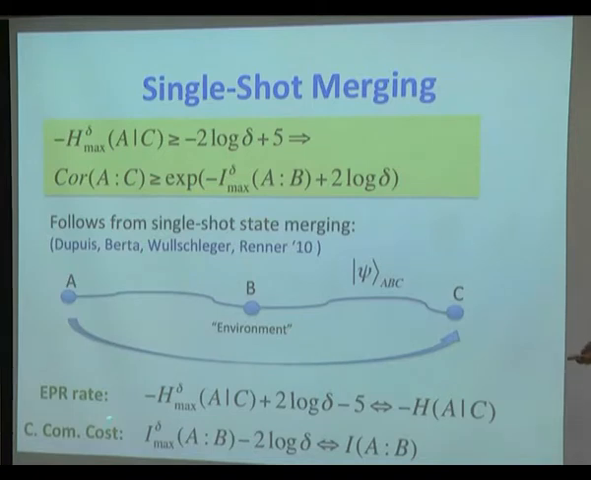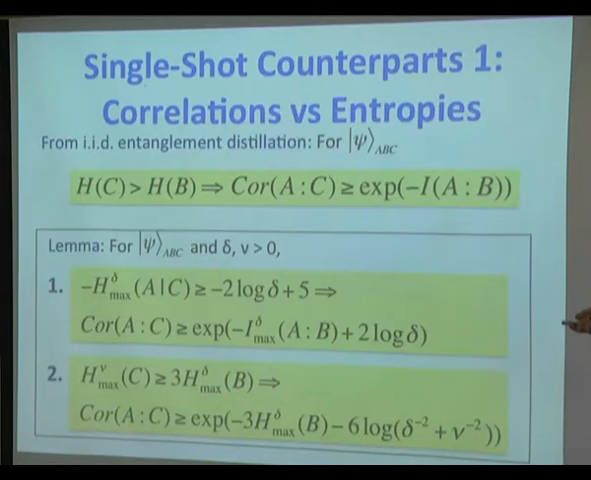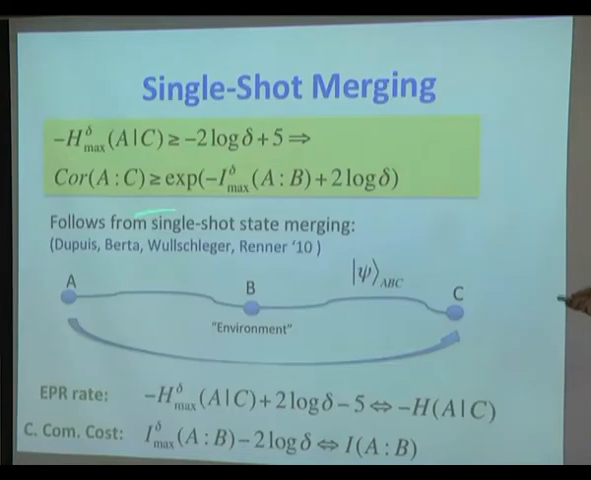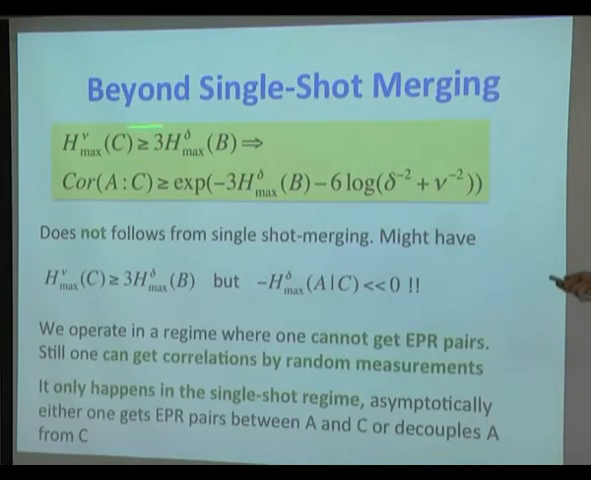Okay, let me stop with this. So we saw before that this single shot merging is just entanglement distillation here. So we saw that the EPR rates was this, right, minus conditional entropy. So now we just change it by minus max conditional entropy, plus some error terms, right? So this is a nice analog. And the communication cost before was the mutual information. Now it's just the max mutual information, okay? So it's pretty analogous. And then this was proved in this paper. And then we have to go beyond. We have to use these other relations, but that doesn't matter.